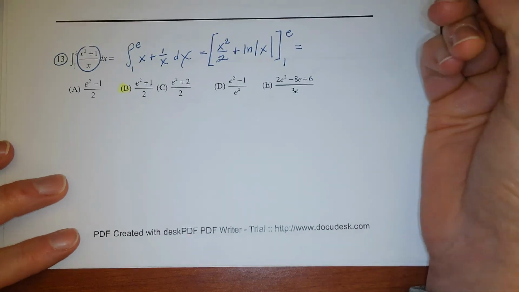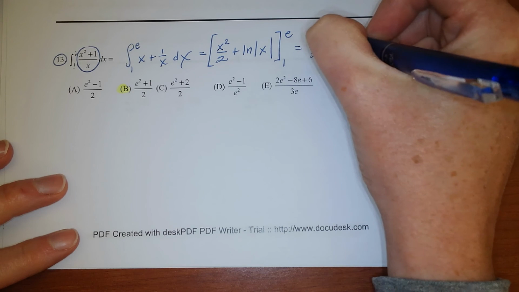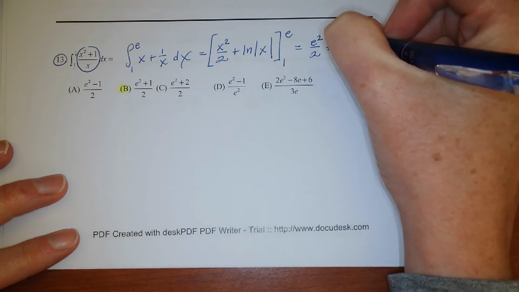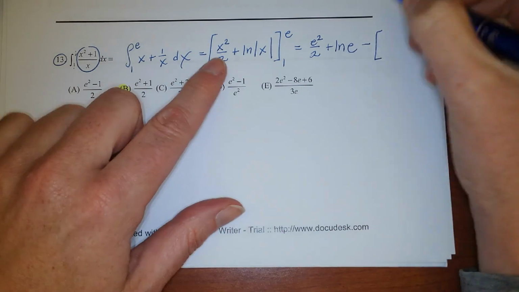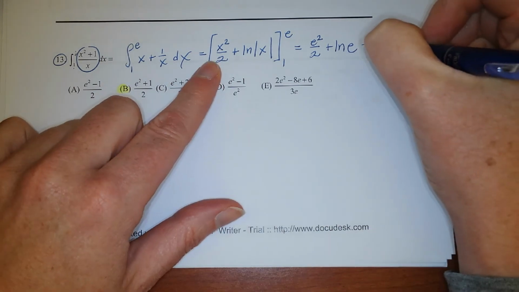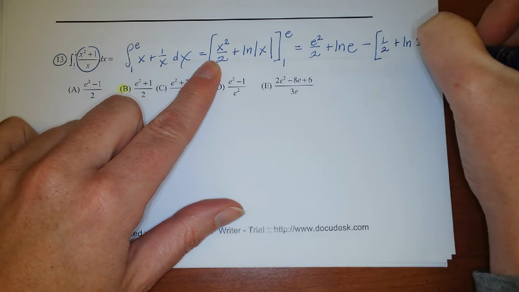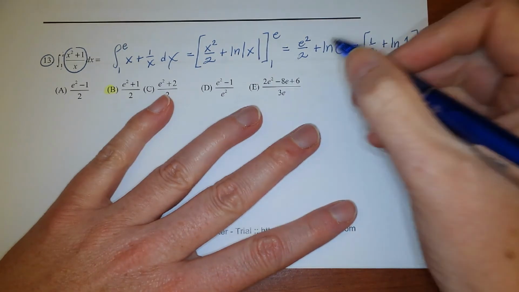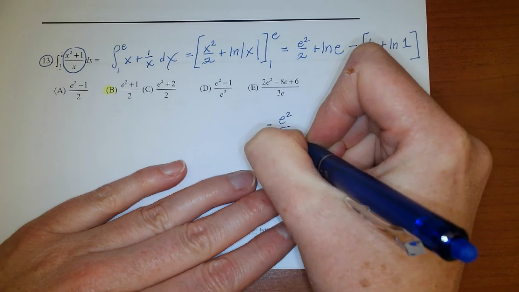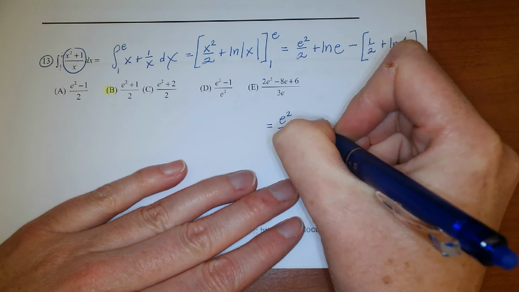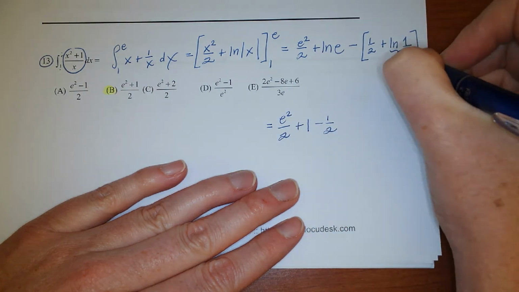So let's plug in your upper bound. You'd have e squared over 2 plus the natural log of the absolute value of e, which is just e. And then we're going to plug in the 1 and subtract the results. So we'd have 1/2 plus the natural log of the absolute value of 1. And then let's just evaluate what we can. I'd have e squared over 2 plus the natural log of e, which is just 1, minus 1/2, and the natural log of 1 is 0.